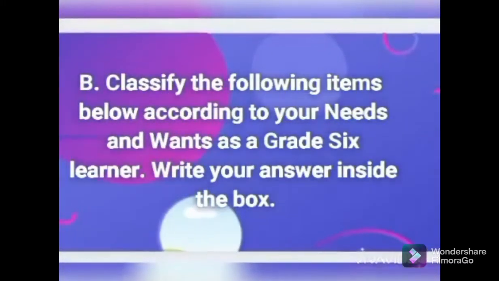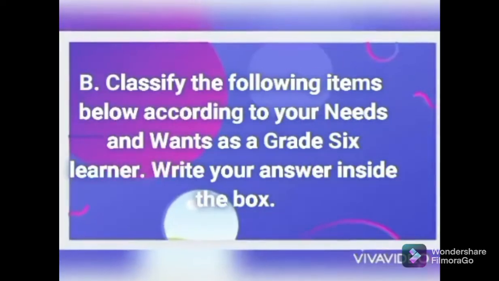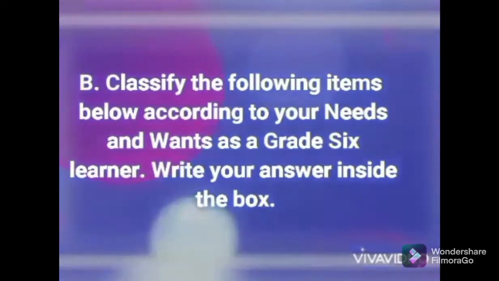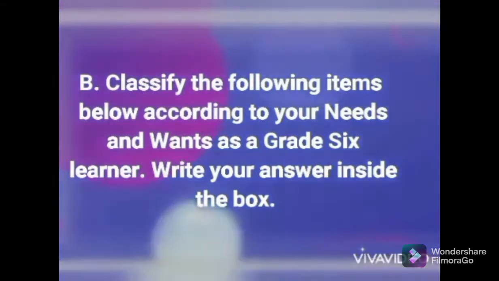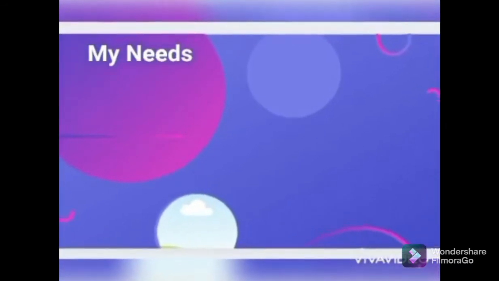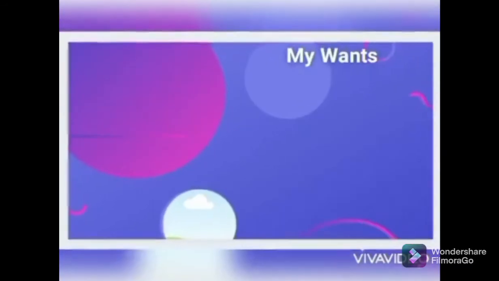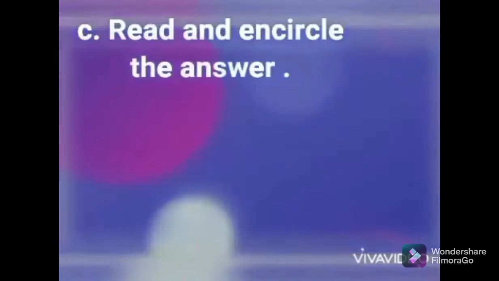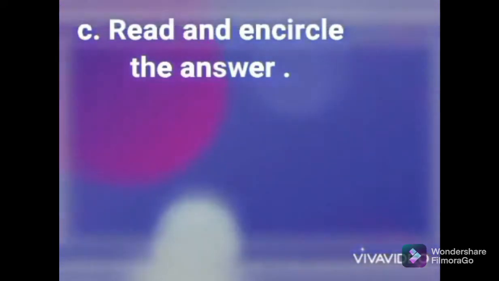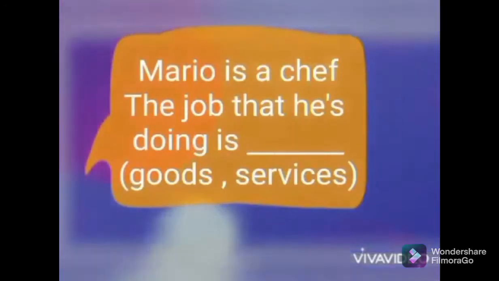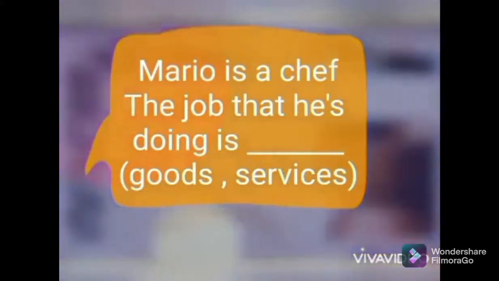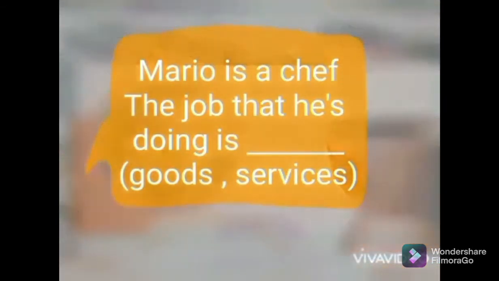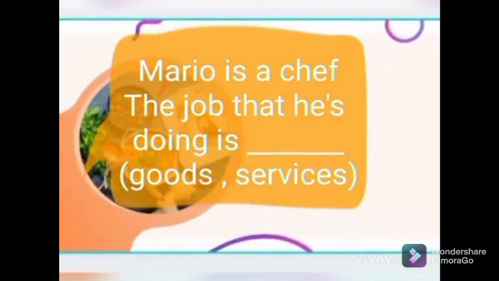Letter B. Classify the following items below according to your needs and wants as a grade 6 learner. Write your answer inside the box. In the box, we have my needs and my wants. Letter C. Read and encircle the correct answer. Mario is a chef. The job that he's doing is blank: goods or services.